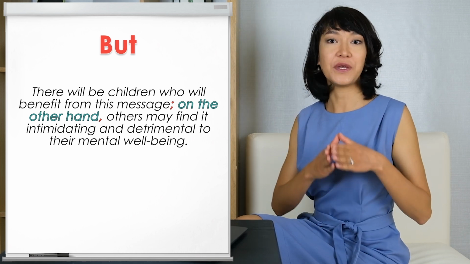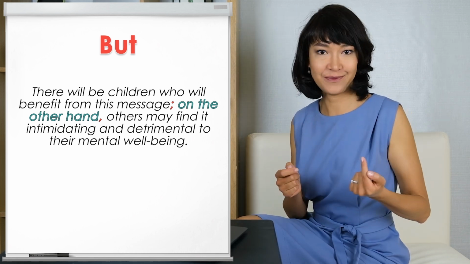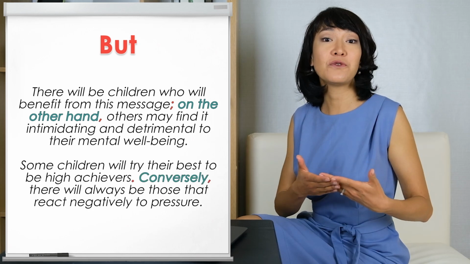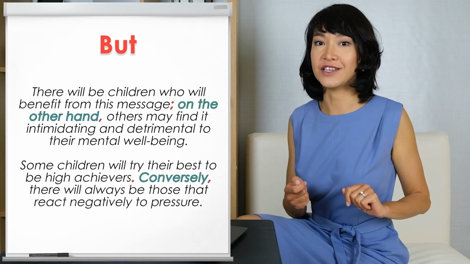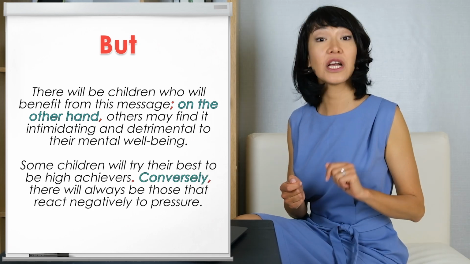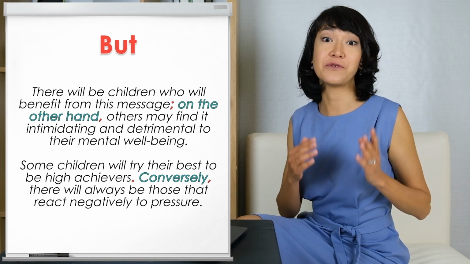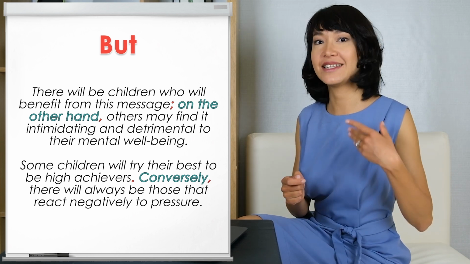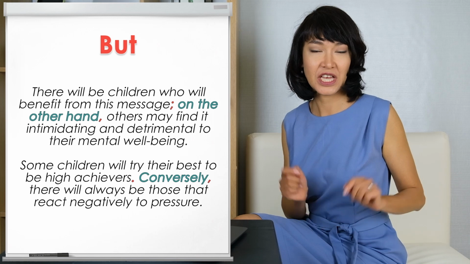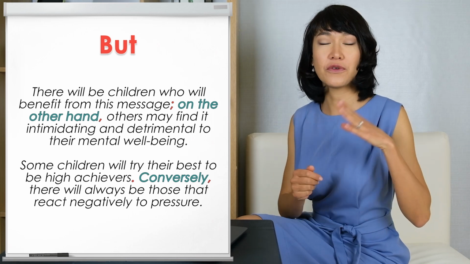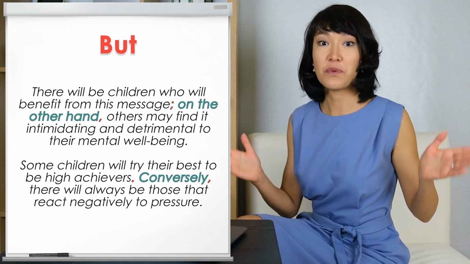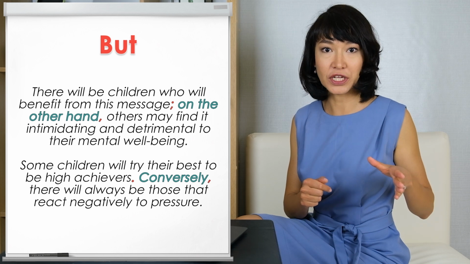Or, of course, we can begin a new sentence. Some children will try their best to be high achievers, full stop. Conversely, comma, there will always be those who react negatively to pressure. Just to confirm, you can use on the other hand and conversely both ways, with a semicolon and with a full stop.